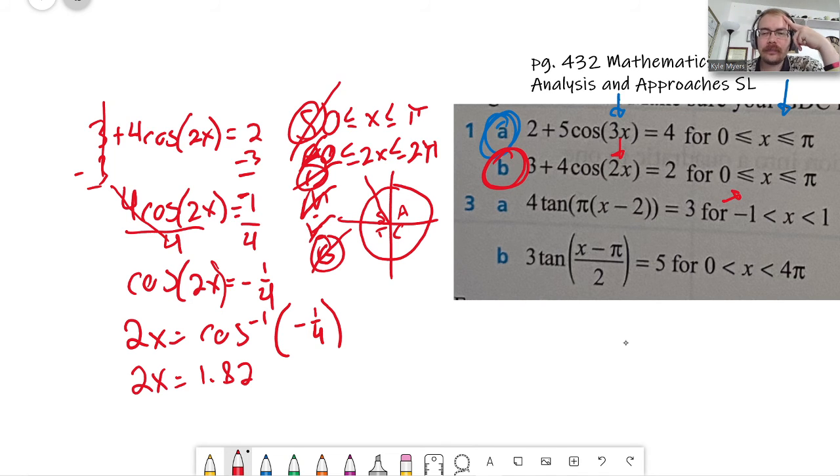But wait, if I have 1.82, how am I going to figure out how much to go to get to quadrant 3? Don't I even know how far away from pi 1.82 is? Well, yeah, if I need to figure out how far away from pi it is, just subtract from pi. So pi minus the answer. Oh, we got 1.57. Okay.